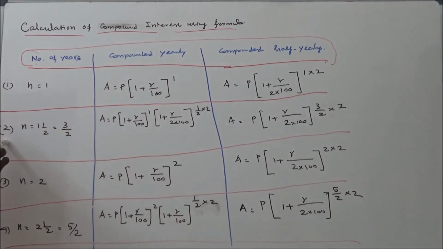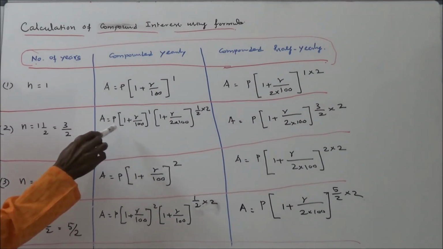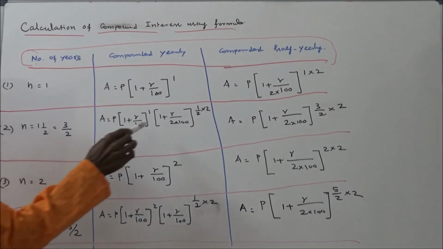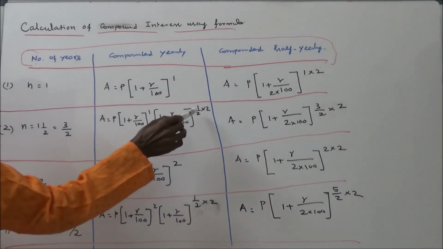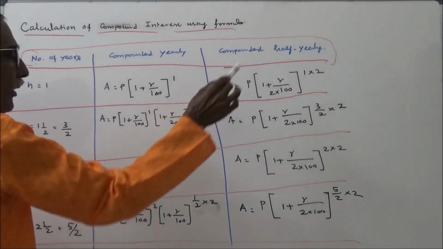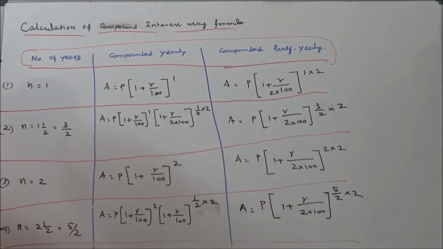The second is when n is equal to 1.5 years. 1.5 years is equal to 3 by 2, that is 1 year and a half year. So for the first year, A is equal to P into (1 plus R by 100) to the power 1, into the half year (1 plus R by 2 into 100) to the power of half into 2. For compounded half yearly, A is equal to P into (1 plus R by 2 into 100) to the power of 3 by 2 into 2.